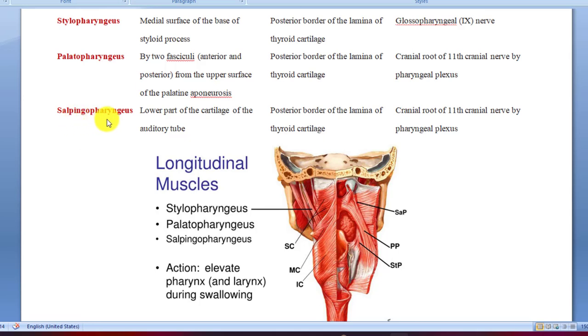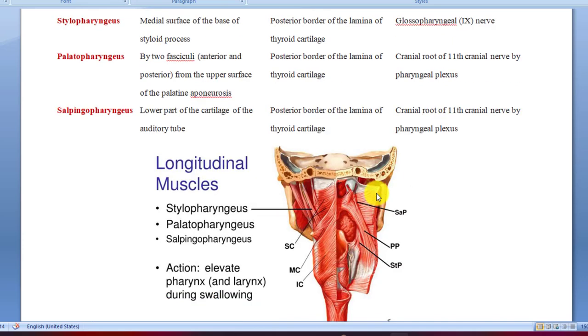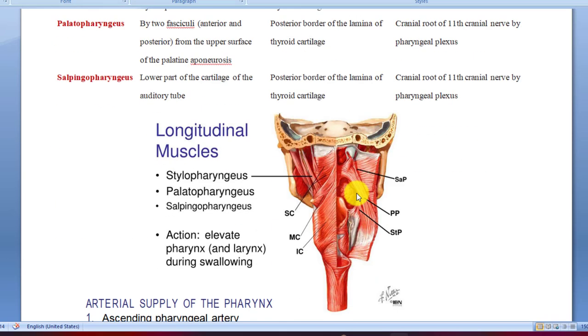And then there is the salpingopharyngeus muscle. Its origin is the lower part of the cartilage of the auditory tube, and its insertion is the posterior border of the lamina of the thyroid cartilage, and it is again supplied by the same cranial nerve which is supplying the palatopharyngeus muscle. So here are the three longitudinal muscles. There is the stylopharyngeus muscle, right? This one is the stylopharyngeus. Then there is the palatopharyngeus, and then there is the salpingopharyngeus muscle, right? So these muscles are present longitudinally.